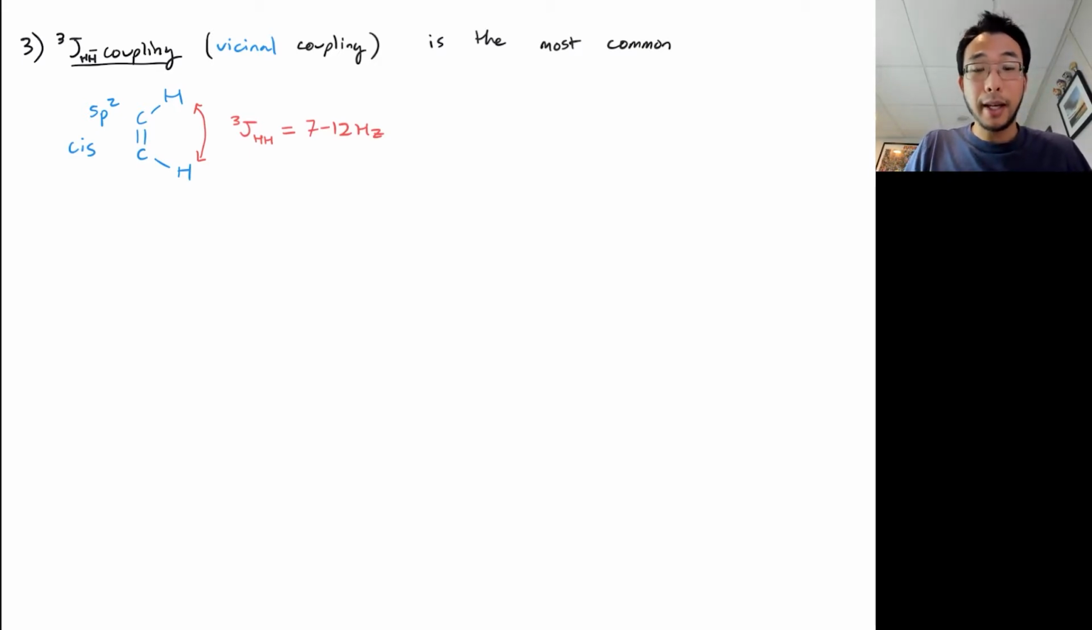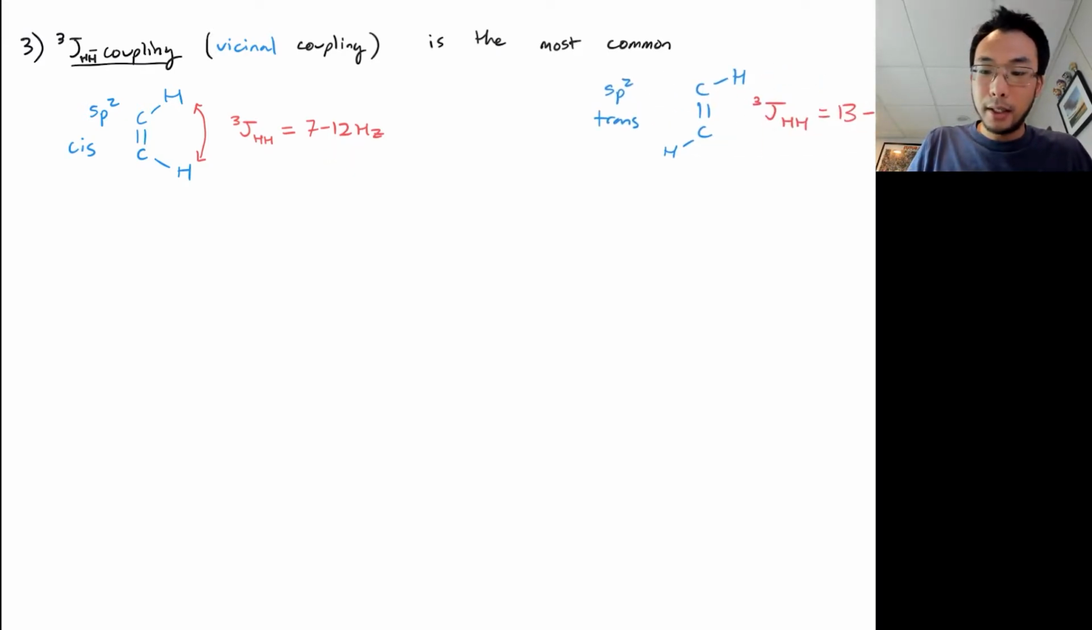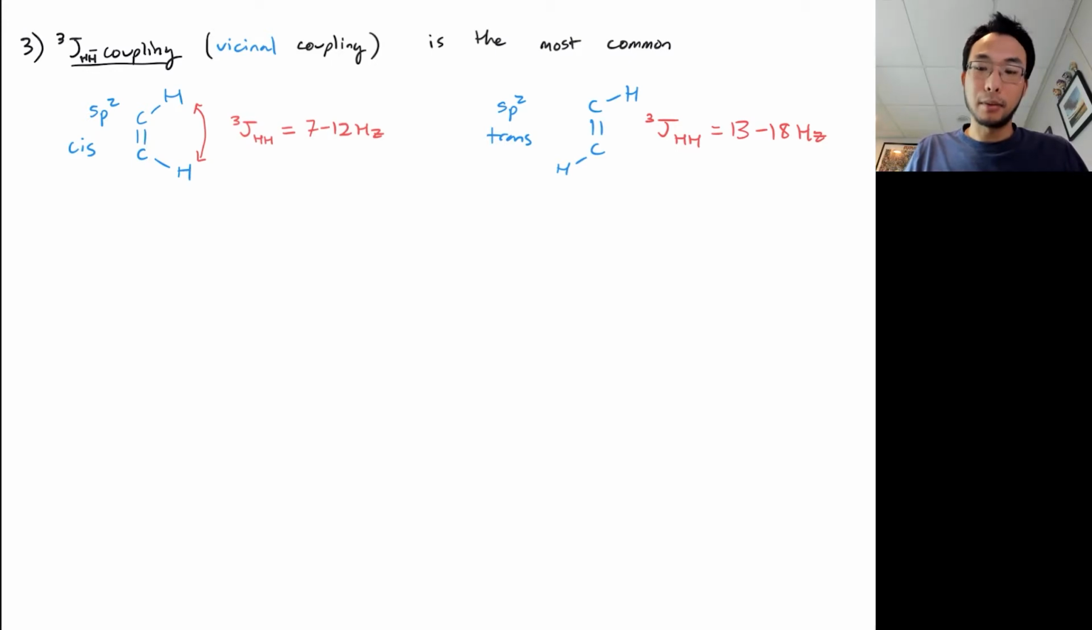Something that happens now with alkenes is that you have different possibilities in terms of geometry. So we can have the cis protons here. When they're cis, you get a coupling constant of about 7 to 12 hertz. When the two protons are trans across the double bond, then the coupling constant increases a lot. So this is now 13 to 18 hertz. So if you're dealing with alkenes, this is a nice tool to try to distinguish whether an alkene is cis or trans.